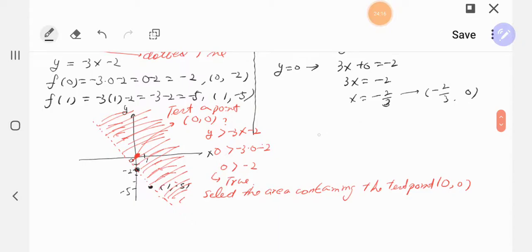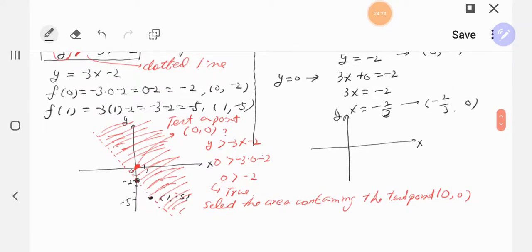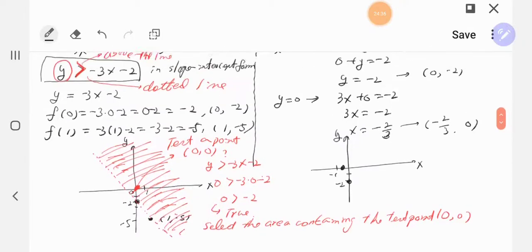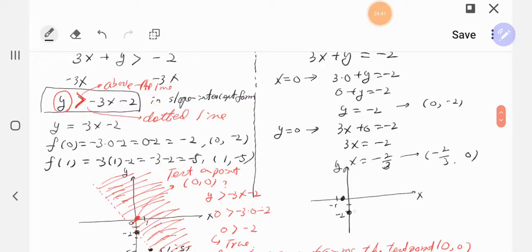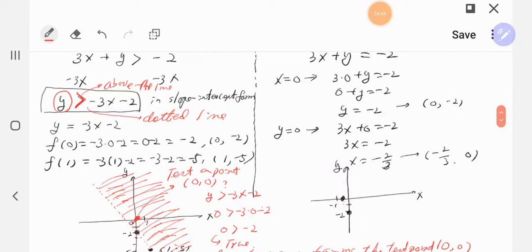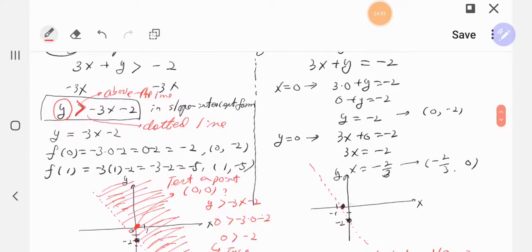So from this, let's graph it. This is x, this is y. So here x is negative 2/3, which is over here, right? And then another point, when x equals 0, y is negative 2. All right, so we found two points. Connect these 2 points using what? Dotted line, right? Dotted line, because there's no equal sign. And then test the point, 0, 0.